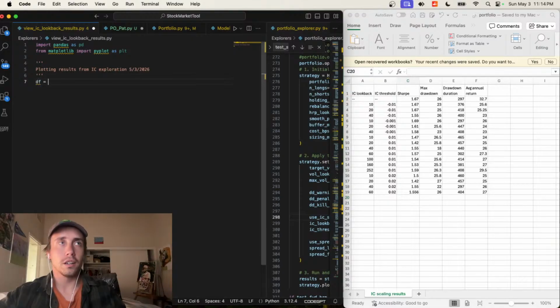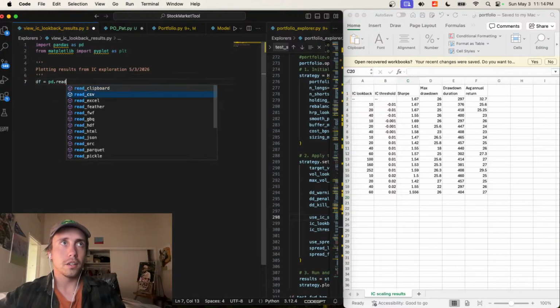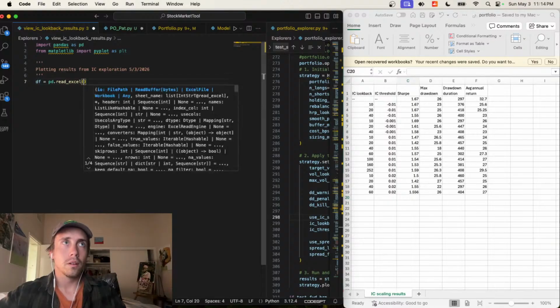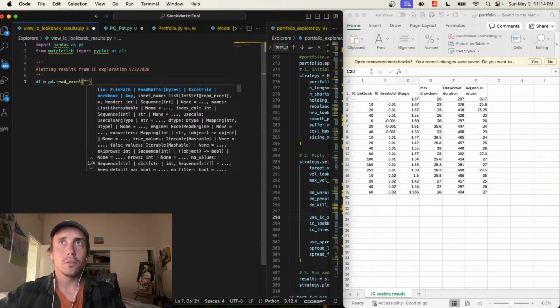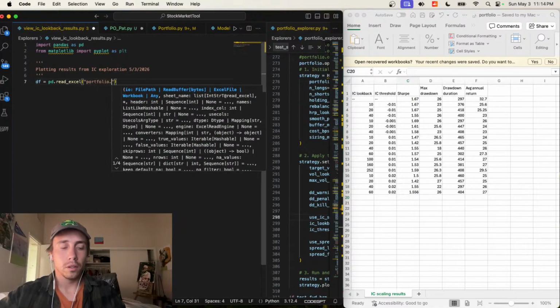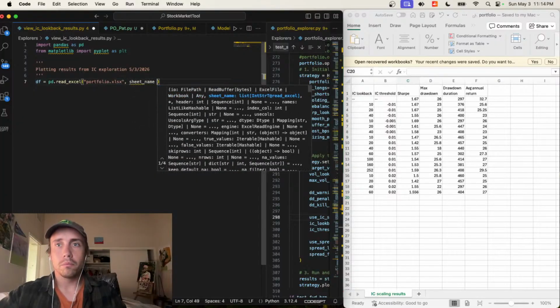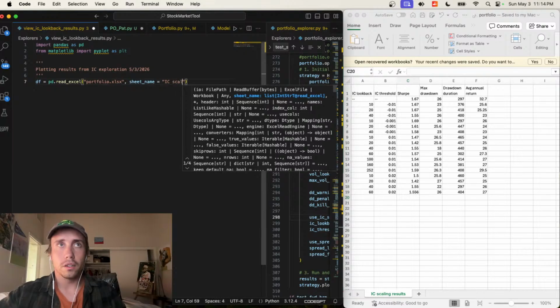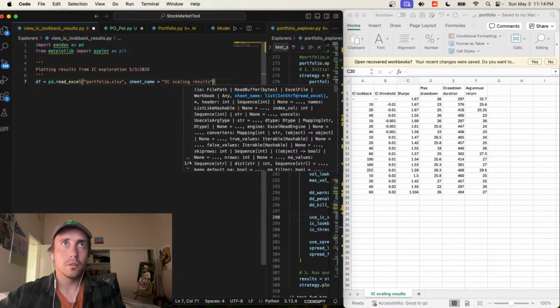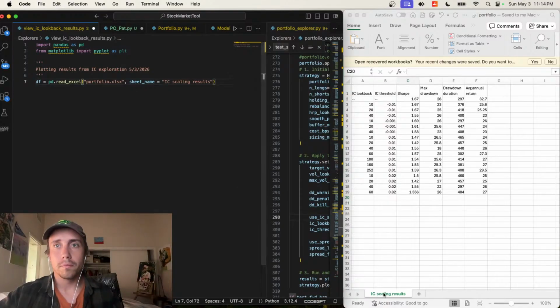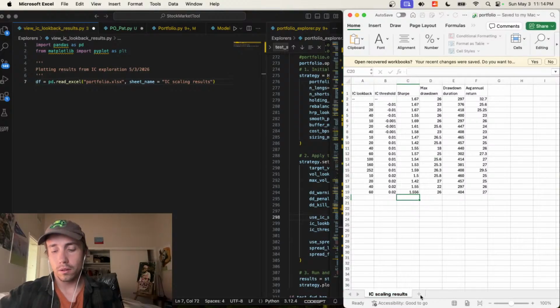So let's get the data. df equals pd.read_excel, portfolio.xlsx, sheet name is equal to IC scaling results. Let's put the date 5/3/2026.